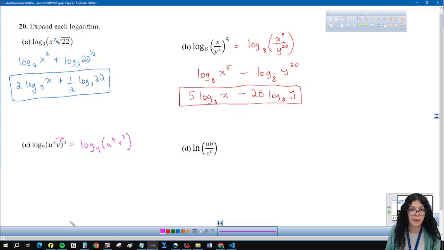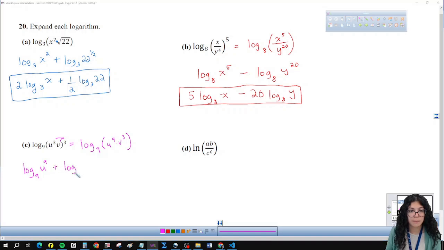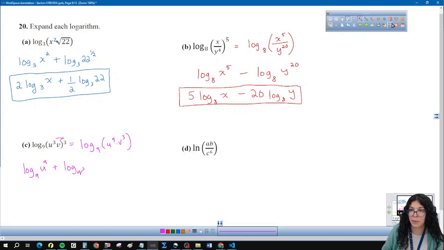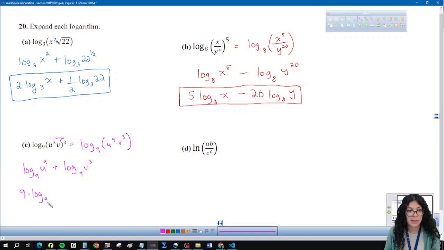Now that I simplified that, I'm going to go ahead and apply the product rule. So the product rule says that I add log base 9 u to the power 9 plus log base 9 v to the power 3. And then now apply the power rule, multiply out in front: 9 times log base 9 u plus 3 times log base 9 v.